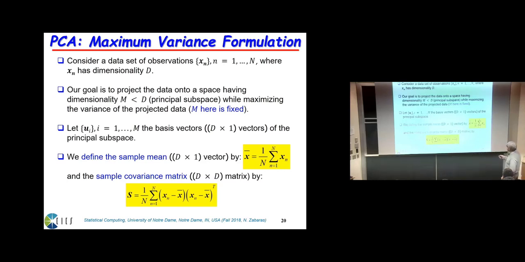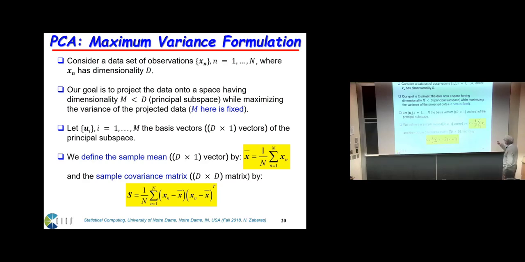So we want to project the data in m dimensions, and for what you're going to see now, I'm going to fix m. I'm not going to ask the question, what is the lowest dimensional representation that I can have for this data set? Maybe as an outcome of the method, you may be able to put a criterion and see what that is, but right now we're going to fix m. We're going to assume that this principal subspace has basis vectors ui, from i equal 1 to m. Let's remind ourselves what the sample mean looks like.